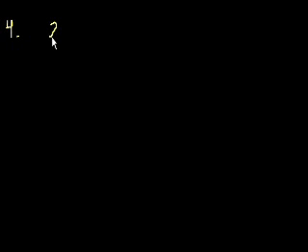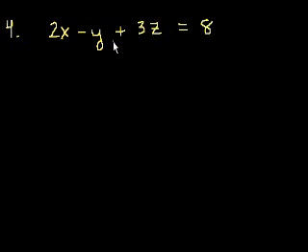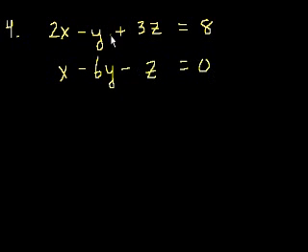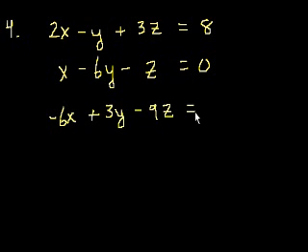We have 2x minus y plus 3z is equal to 8. We have x minus 6y minus z is equal to 0. And then you get minus 6x plus 3y minus 9z is equal to 24.